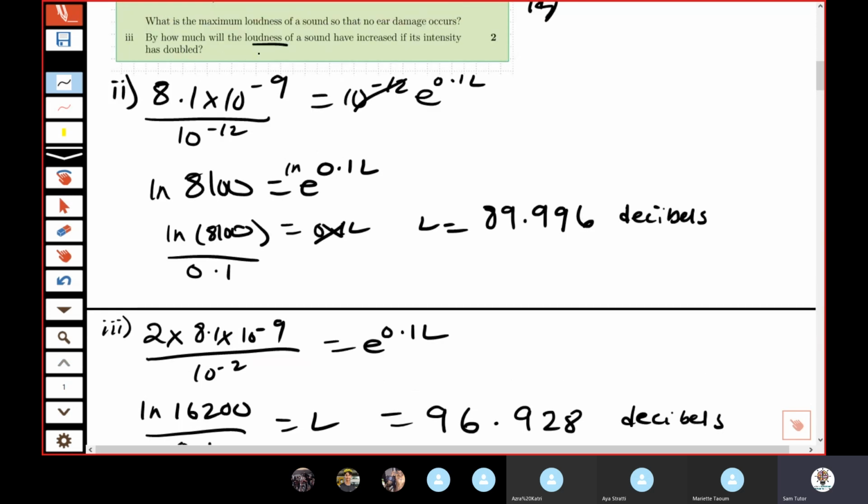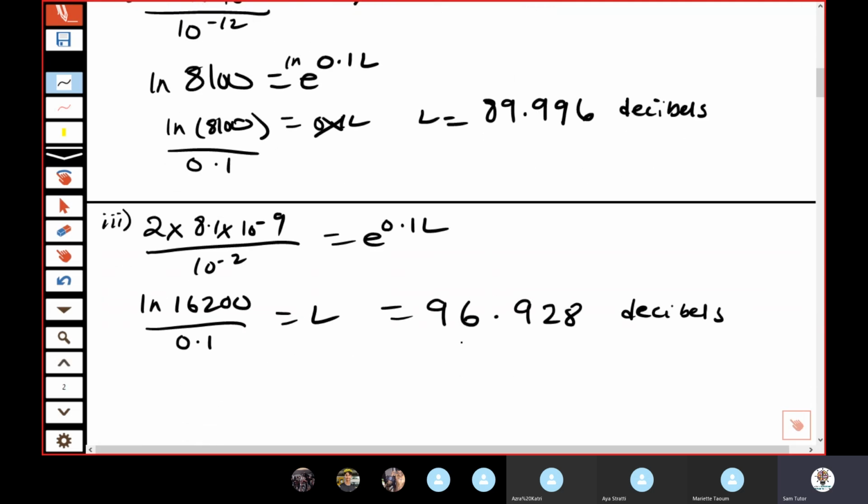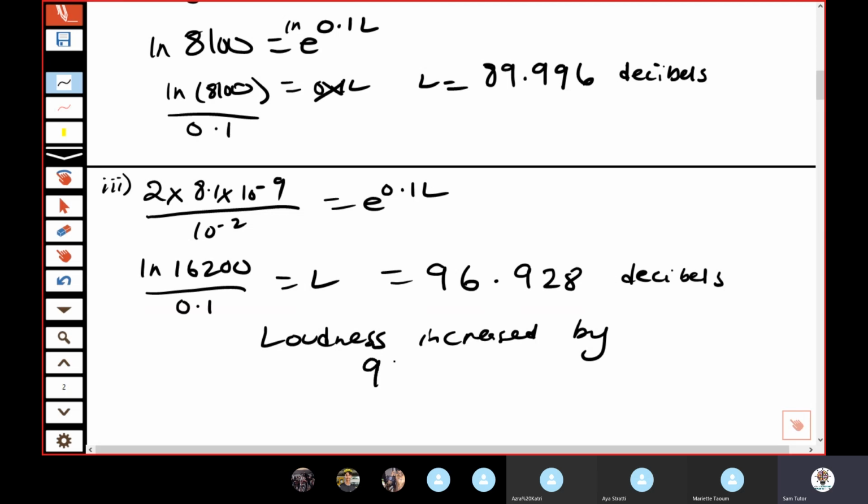By how much will the loudness of a sound have increased? So to get actually a second mark, loudness increased by 96.928 minus 89.996. So increased by 6.93 decibels. 6.93. That's it.